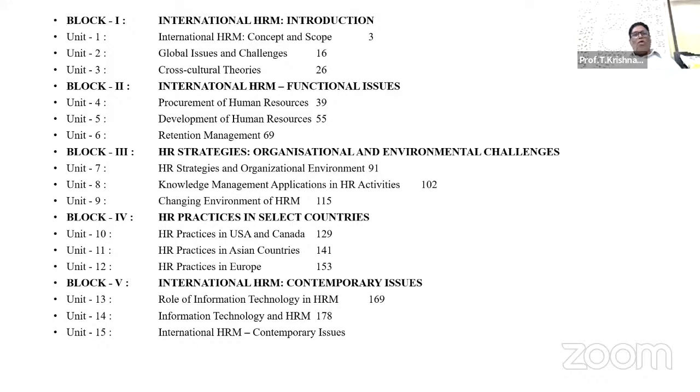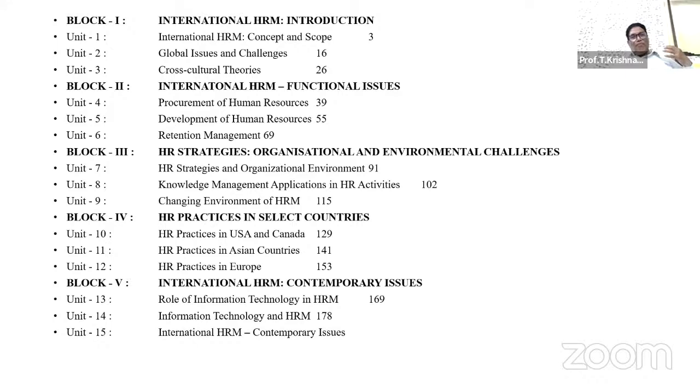Then, in Block 3, we will also be discussing the changing environment of international human resource management. This will be followed by various practices that are involved in different countries so far as HR is concerned. We will go to countries like US and Canada. We will visit European countries also, where we will discuss their HR practices. Then we will come to Asian countries, which are very near to us, and we will be discussing various HR practices that are involved so far as international HRM is concerned.